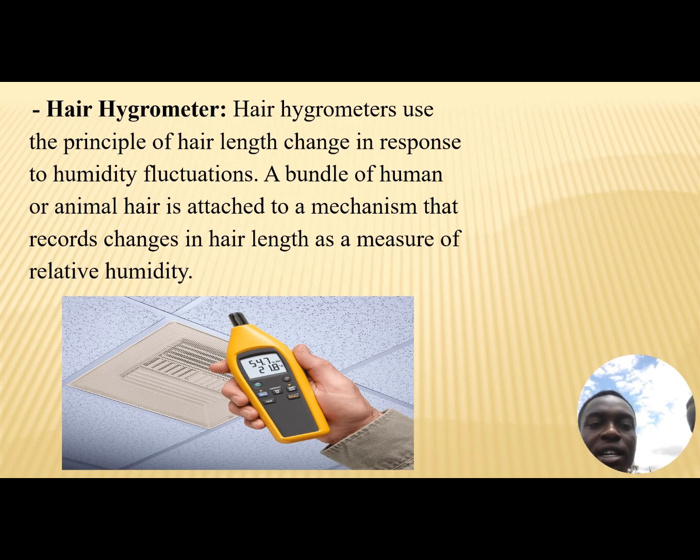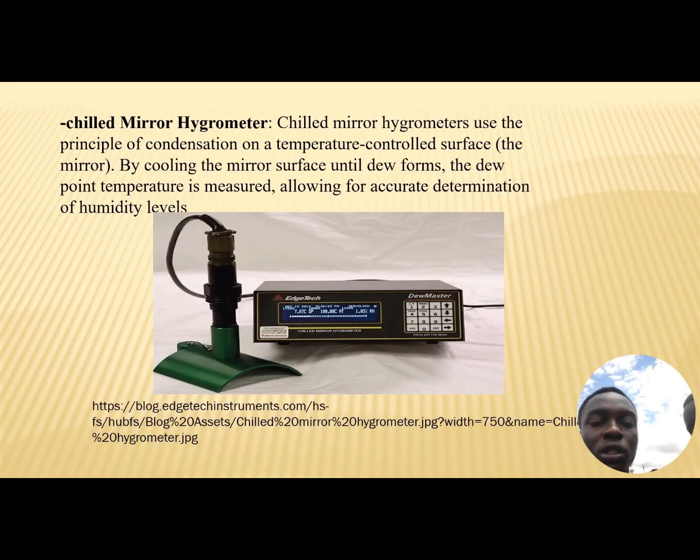The third one is the hair hygrometer. Hair hygrometers work on the principle of hair length changing in response to humidity fluctuations. A bundle of human or animal hair is attached to a mechanism that records changes in hair length and measures relative humidity. The fourth one is the chilled mirror hygrometer. Chilled mirror hygrometers use the principle of condensation on a temperature-controlled surface, the mirror, by cooling the mirror's surface until dew forms. The dew point temperature is measured, allowing accurate determination of humidity levels.